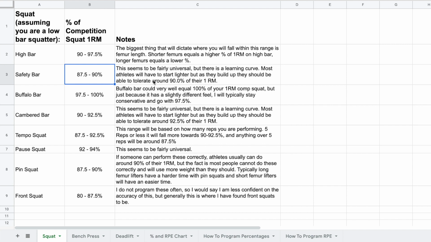But more so, what we're really looking at is that over time, your safety bar 1RM is going to get closer to your low bar 1RM, and that's why these are more of where to start, and then over time that's probably going to increase.